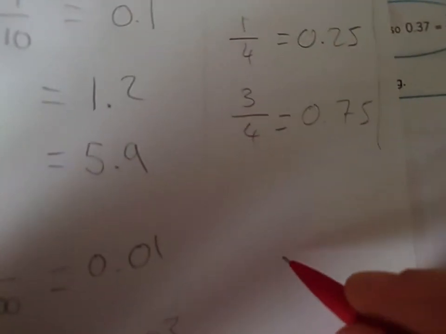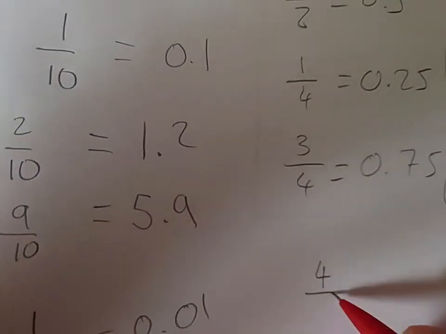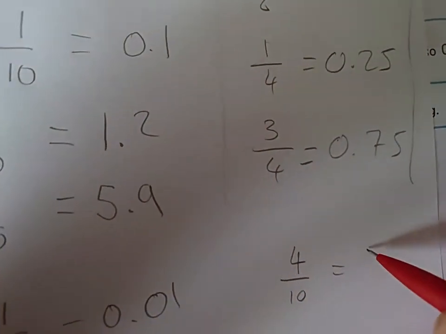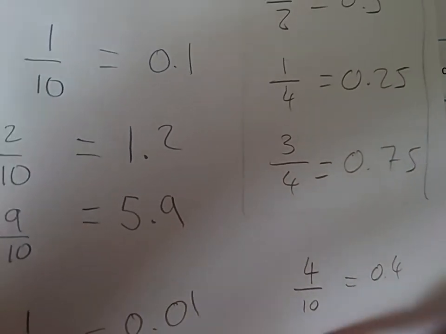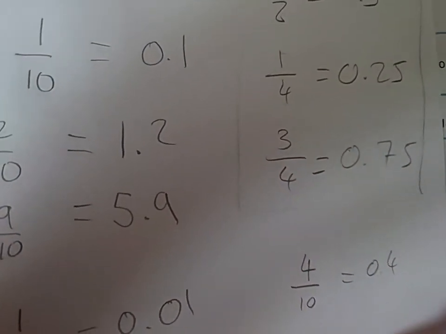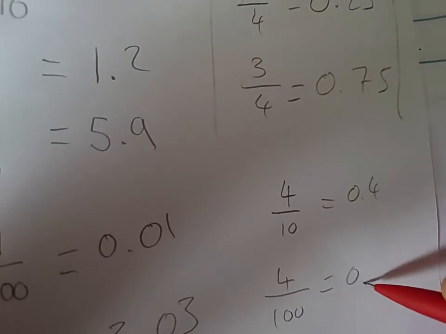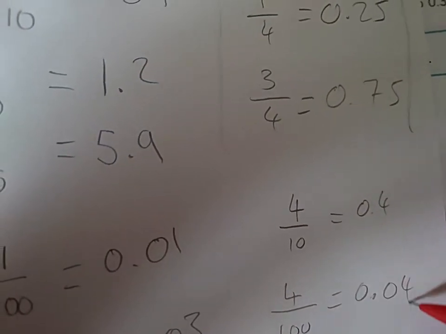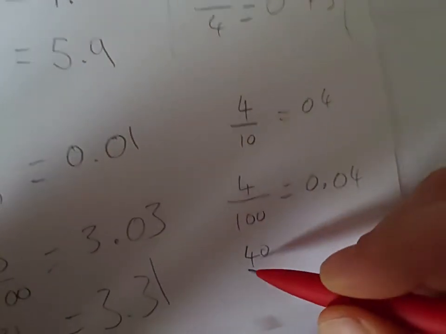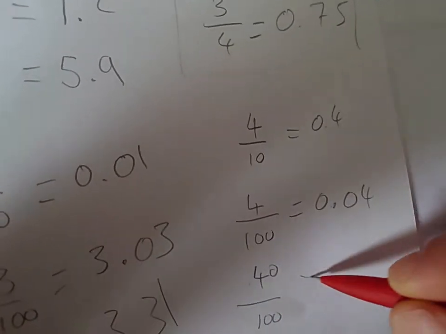And also, just to remind you that 4/10 is 0.4. 4/100ths is 0.04, and 40/100ths is 0.4. I hope that makes sense.